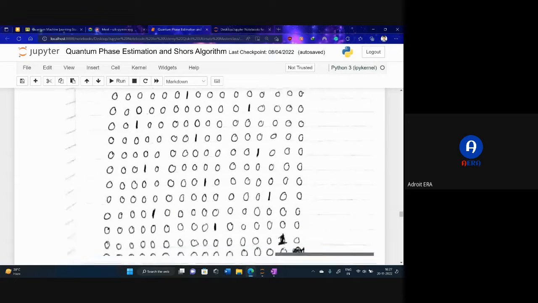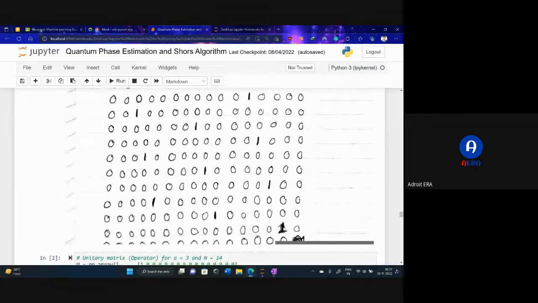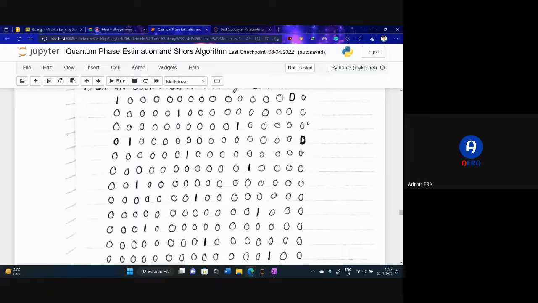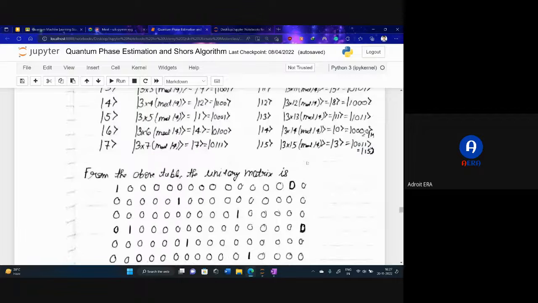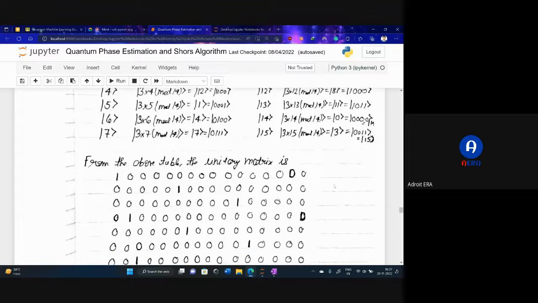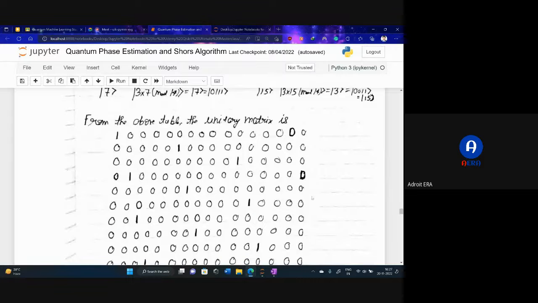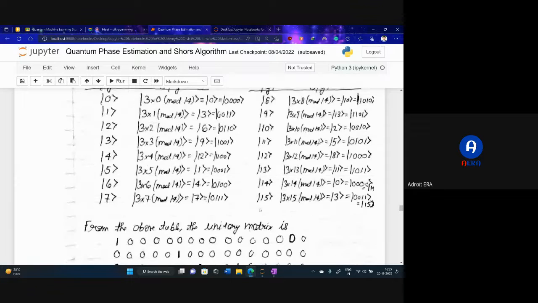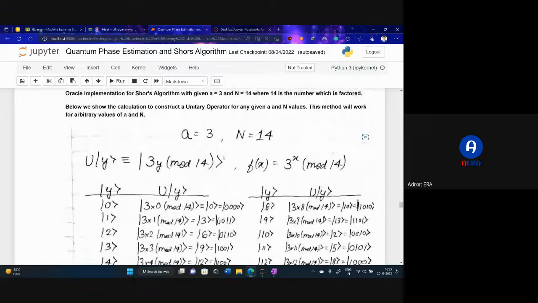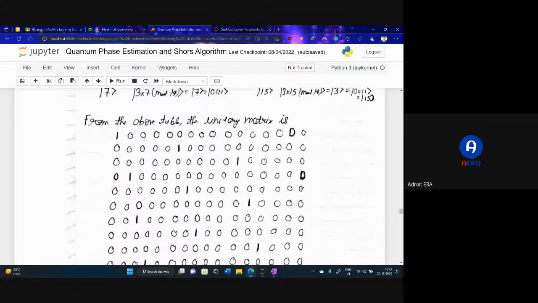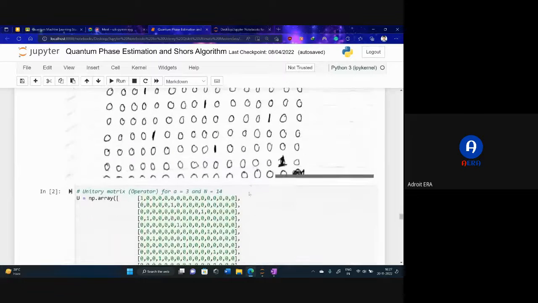So as you can see, I have put 1 on the ket 14. This is the ket 14 column. And here also it is 1, it is not visible, but it is also 1. This is also 1 on the ket 15. So you put 1 onto those where it starts repeating, right? And in this way you are going to form this unitary matrix, and therefore this unitary matrix is customized for a equals 3 and n equals 14. And now with the help of this unitary matrix we are going to draw it in Python.